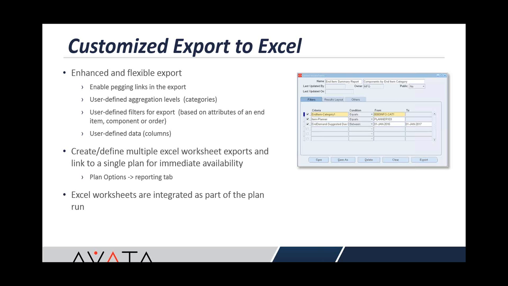So on the customized export to Excel, for me, the key thing here is that you can now start exporting pegging along with other data. To do that, historically, you would have had to have a custom query written by a developer to pull that data out. So it's putting more control in the planner's hands to be able to understand the detailed level of what the plan is doing. And these queries, if you would, can also be embedded within the plan so that when the plan runs, the results from all of these queries that you attach to the plan are immediately available for use.